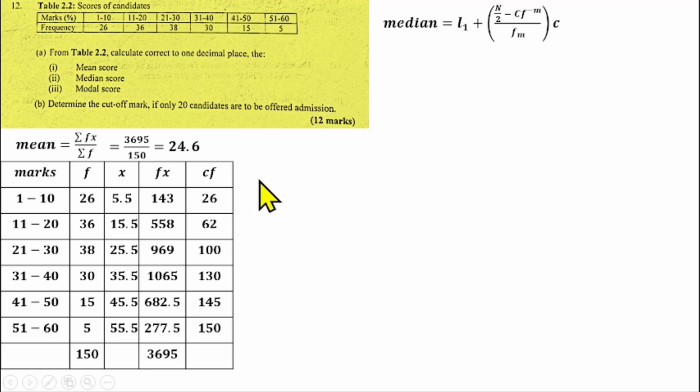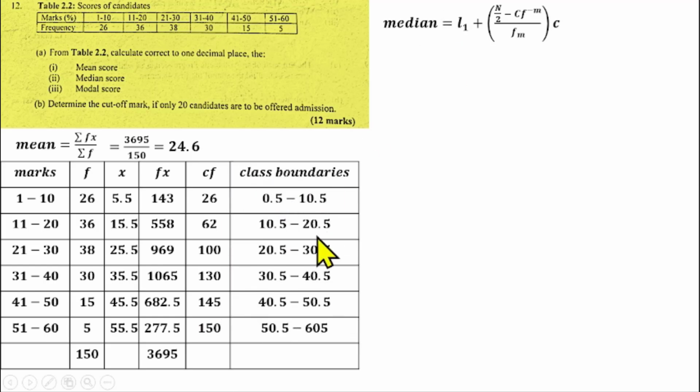The next thing we need is the class boundaries, and that we get from the class interval. Remove 0.5 from the lower class interval, and you get the lower class boundary. Add 0.5 to the upper class interval, and you get the upper class boundary. So remove 0.5 from here, you get 0.5. Add 0.5 to this, you have 10.5. You remove 0.5 from here, you have 10.5. Add 0.5 to this, you have 20.5. You remove 0.5 from here, you have 20.5. Add 0.5 to this, you have 30.5, and so on. Do that to everything.